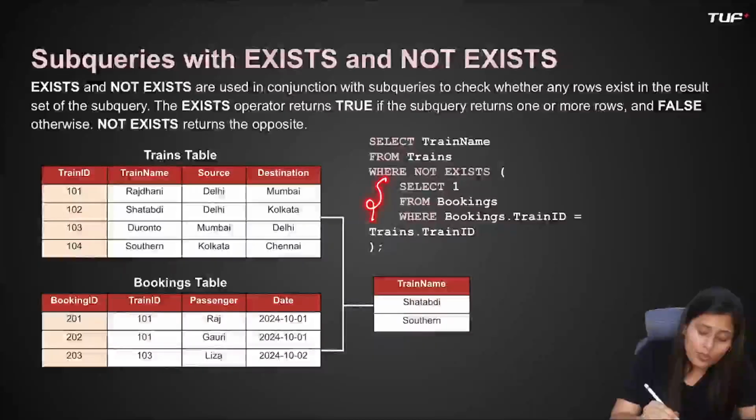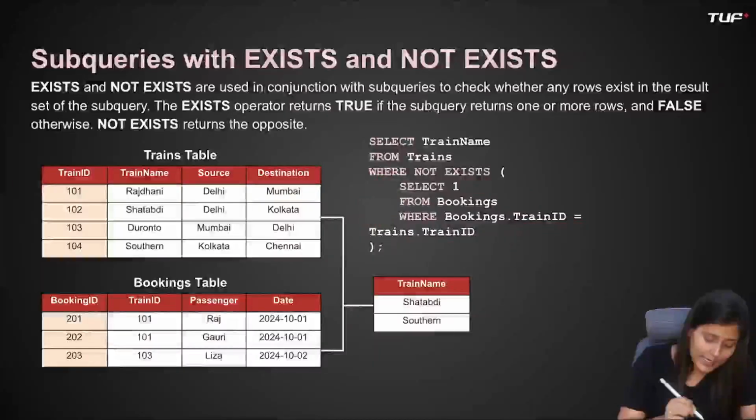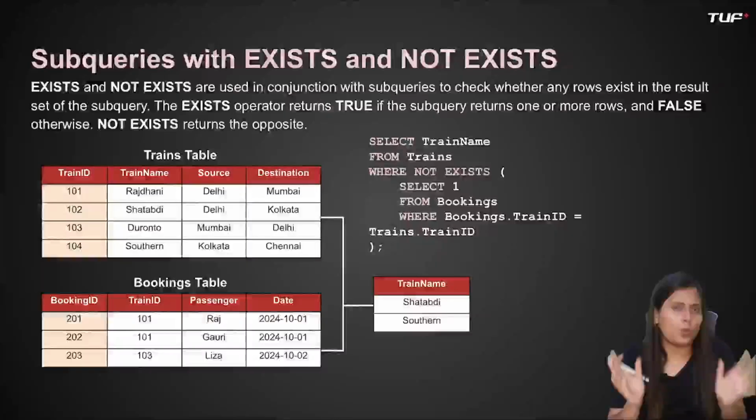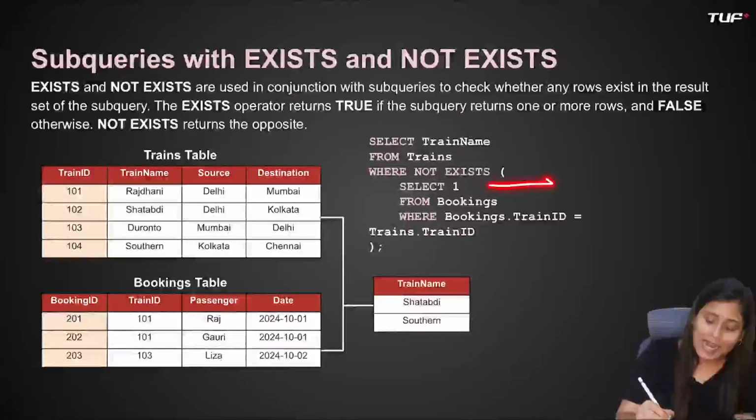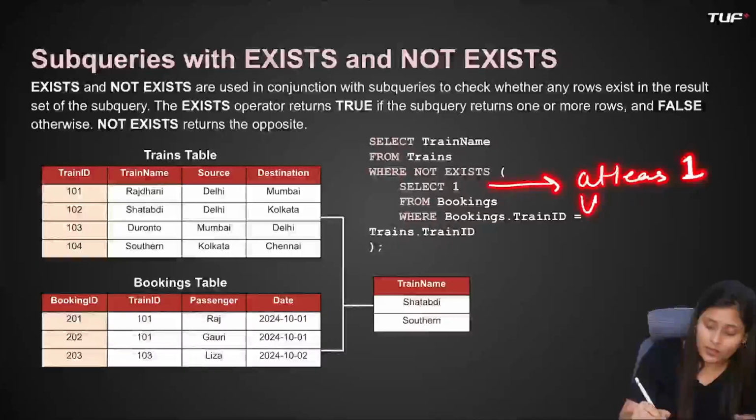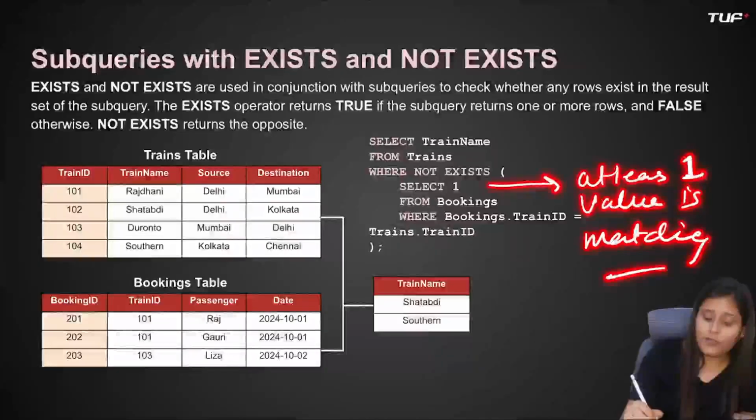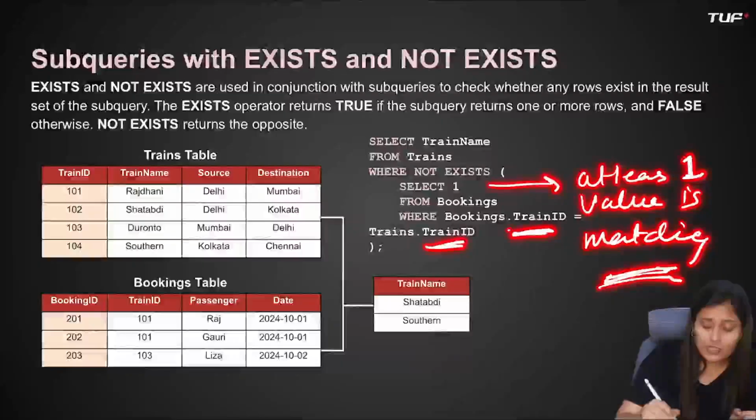What? Select 1 from bookings where booking ID and train ID should be the same. Yes, 101 is the same. But what does this SELECT 1 actually mean? It basically says whether at least one value is there or not, at least one value is matching or not. At least means one row. So bookings.train_ID and trains.train_ID should match, right?